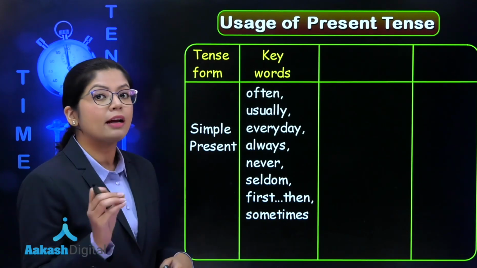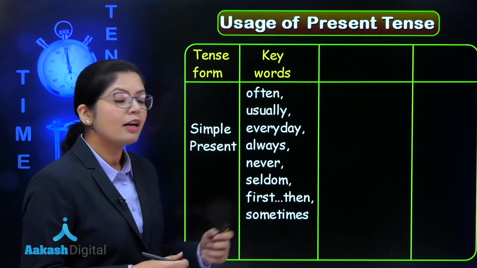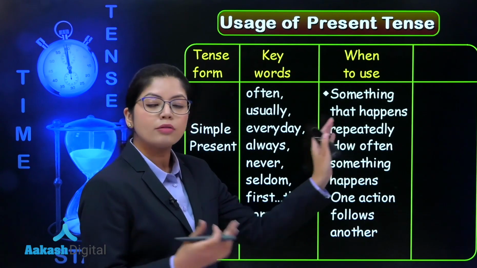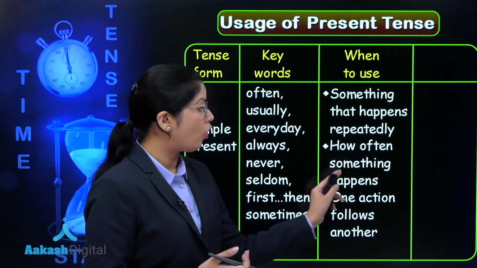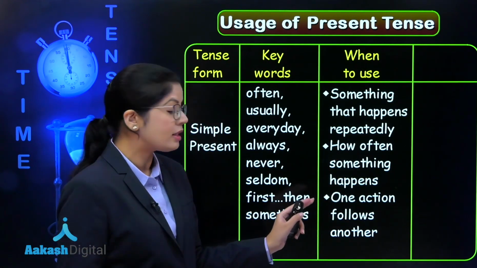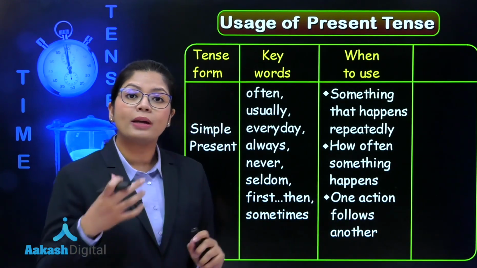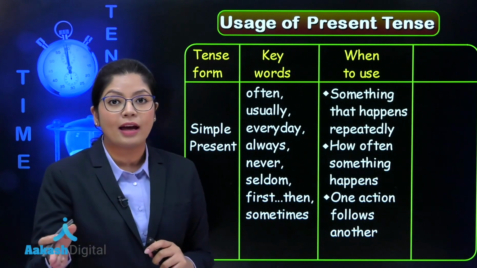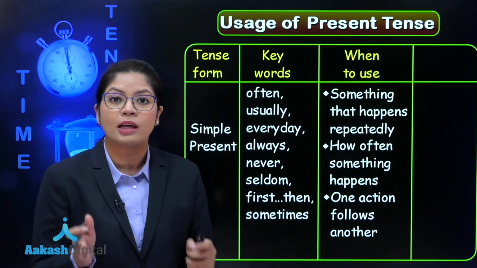So the first thing I have to remember is where all am I supposed to use these words? Please notice that something that happens repeatedly is the first usage of simple present tense. Thereafter, you have how often something happens. That is also denoting simple present tense. And then one action follows another. So whenever I'm talking about an action right in front of my eyes, consecutive actions, actions that have been proceeding but in the very same time frame.